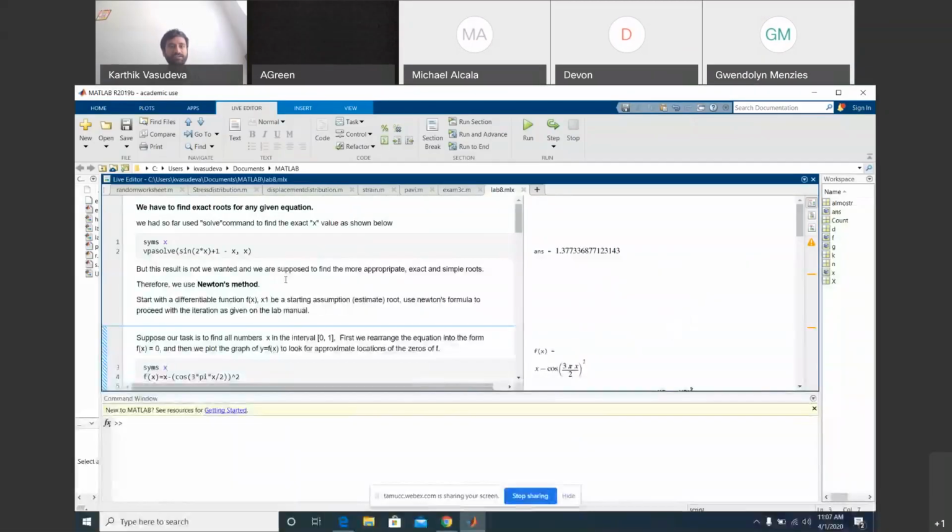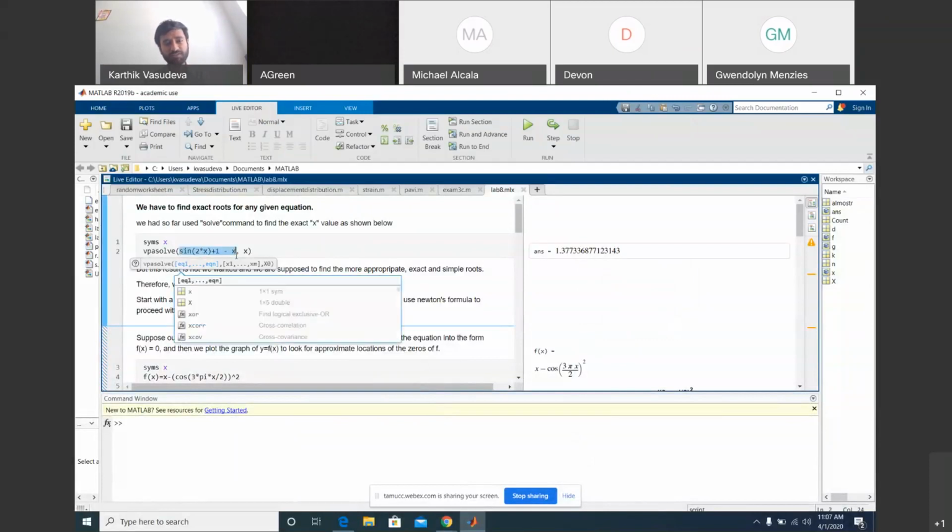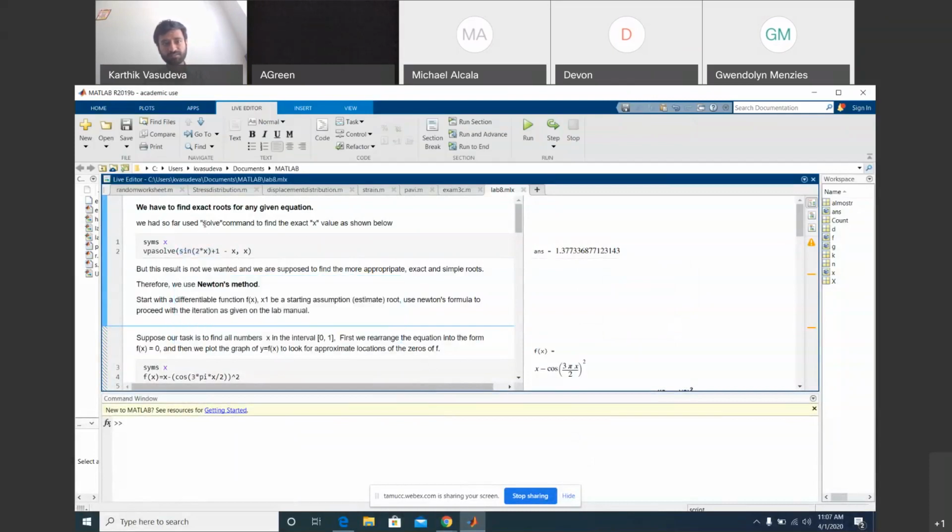Okay, so Newton's method is all about finding exact roots. For example, if we have this kind of equation, and I ask you to find what x value makes my function zero, what command were you using? We were using the solve command, weren't we? We used solve, and we were solving for x, and we got that.